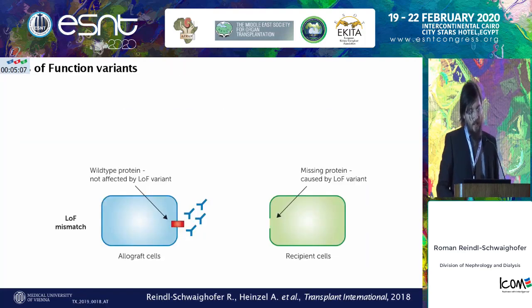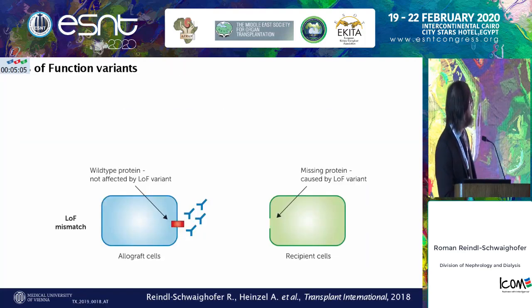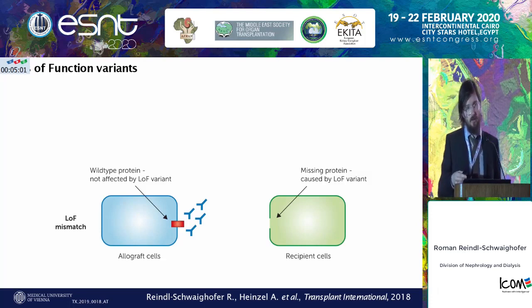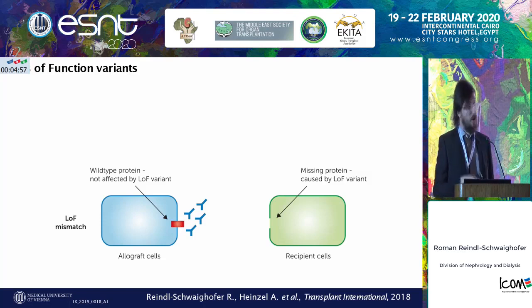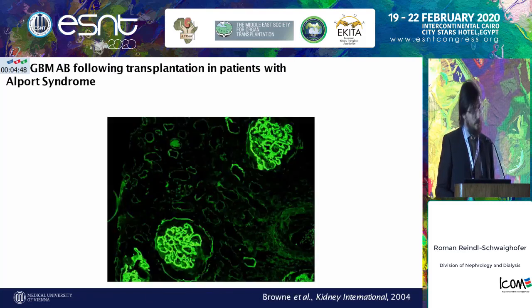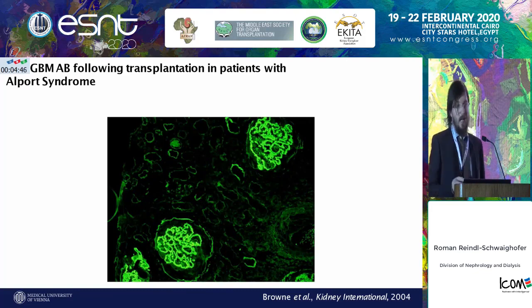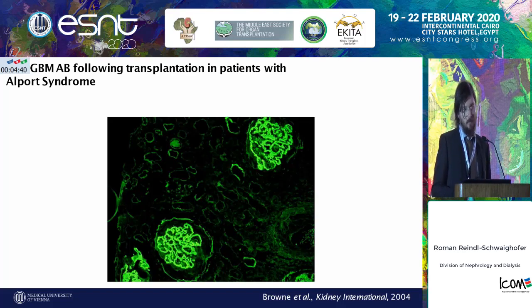And in our specific concept, we hypothesized that when a recipient carries a homozygous loss of function variant, so he's completely absent of this specific gene product, when the donor introduces this protein through transplantation, this will also induce an alloimmune response. A very prominent example for this concept is the anti-GBM antibody disease following transplantation in Alport syndrome.